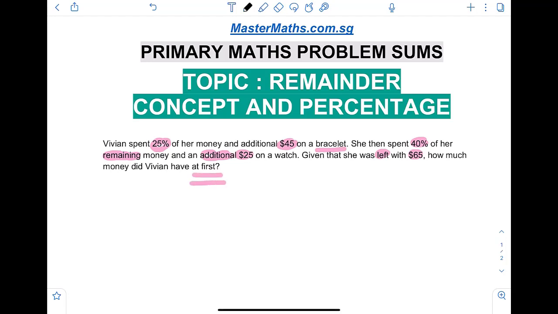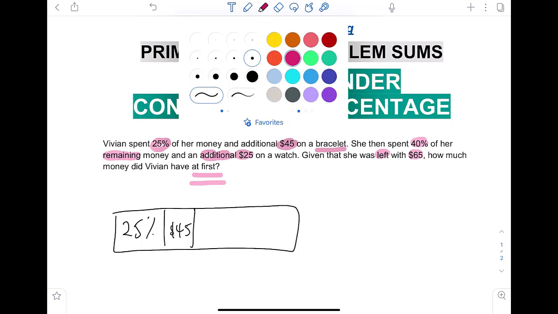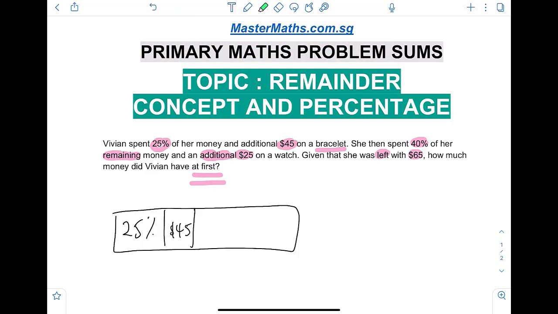So what we do to understand this is to draw for ourselves a model first for Vivian's amount of money. So she spent that 25% and an additional $45. Thereafter, she is left with a green section, which is her remaining amount of money. Okay, this is remaining.